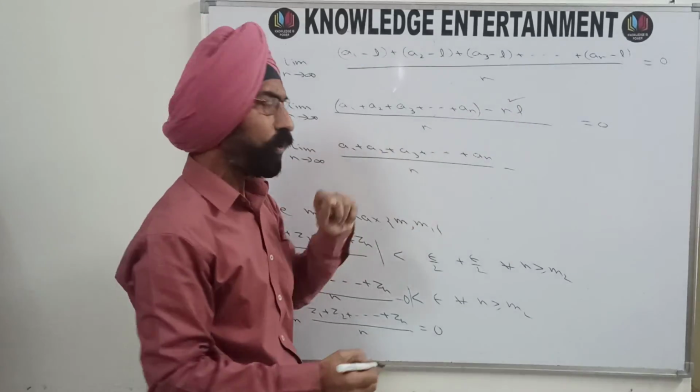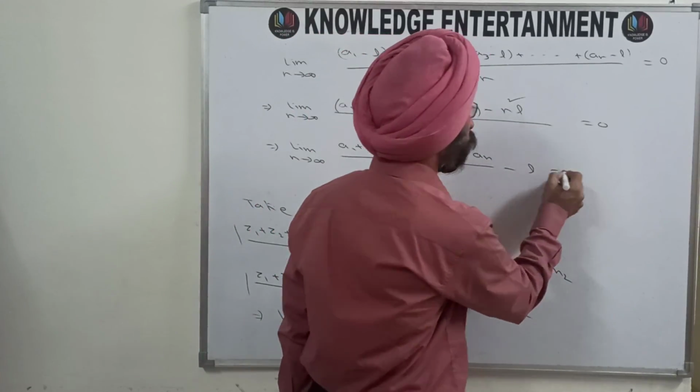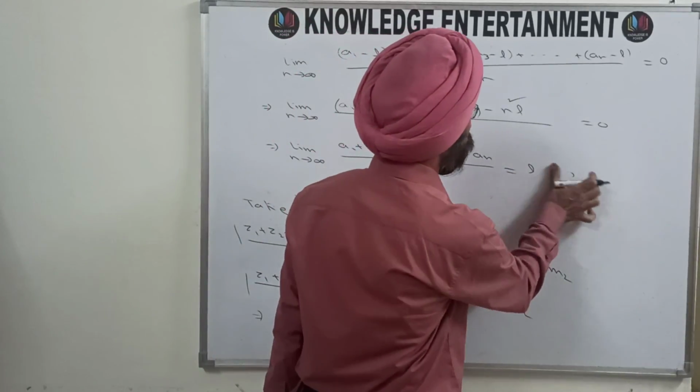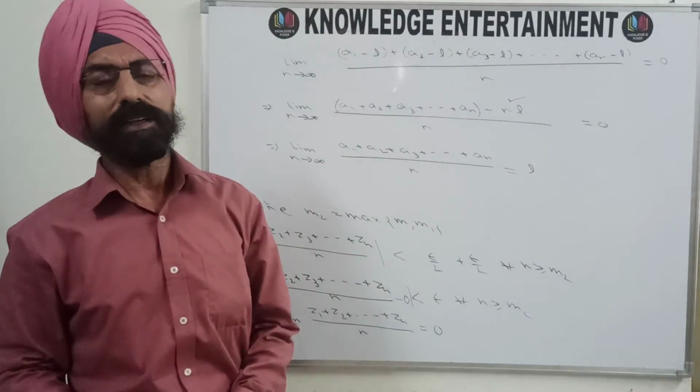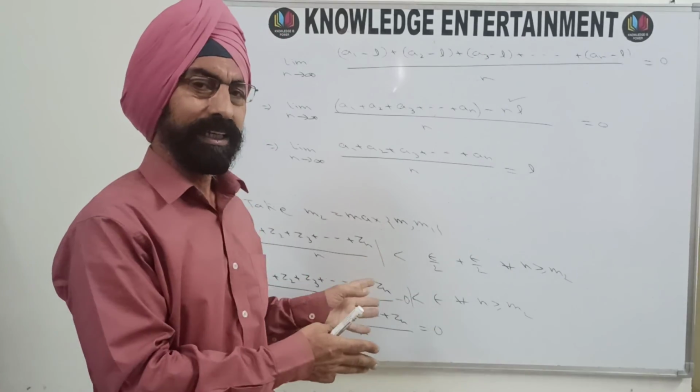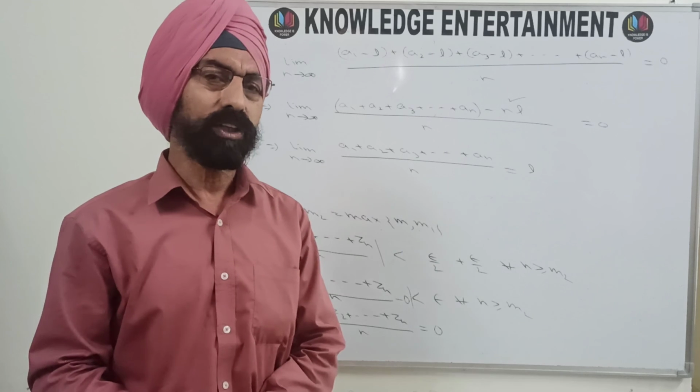So n will be cancelled out. You will be left with minus L is equal to 0, and taking this minus L to the other side, you will get this limit is equal to L, and that is what the result of Cauchy's first theorem on limits says. So this is how to prove Cauchy's first theorem on limits.